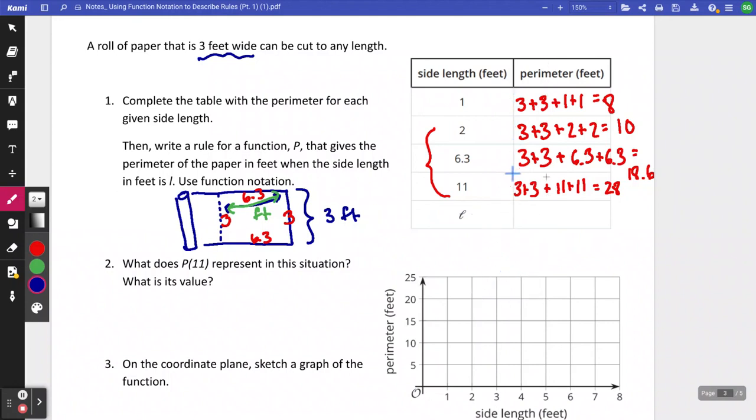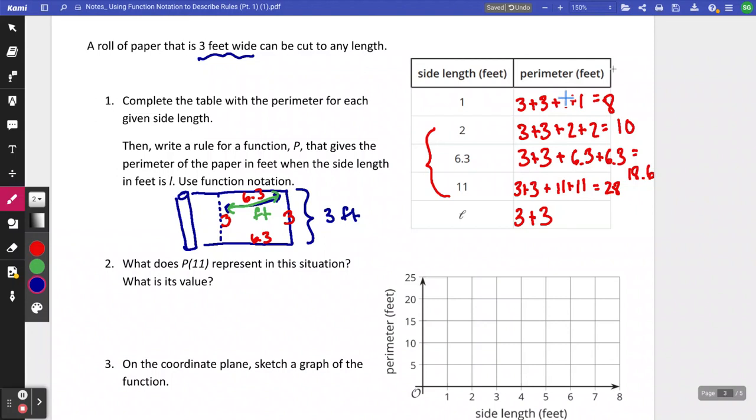As I look at my math here, every single time I started off with that 3 plus 3, because no matter what the side length is, if I need to find perimeter, I have to add that width of 3 twice. So when it comes to this general rule of what I need to do, I don't care what number you put as that side length, I'm still going to start off with a 3 plus 3. What is changing is what comes after.